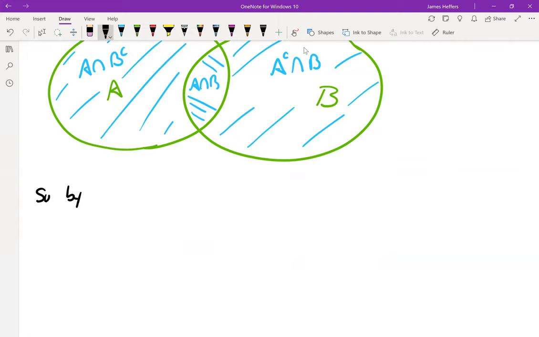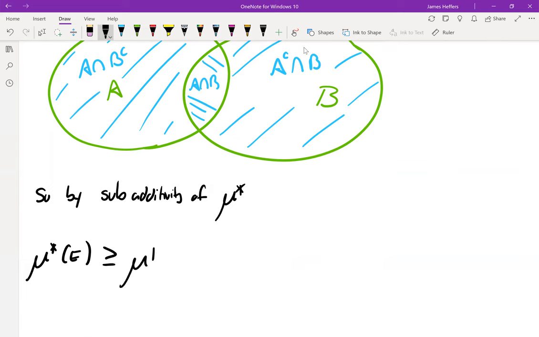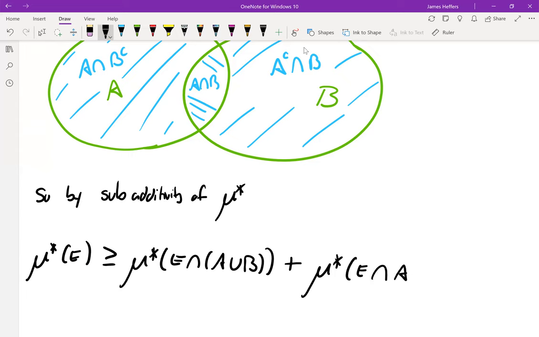So by the subadditivity of our outer measure mu star, we have that mu star of E is greater than or equal to mu star of E intersect (A union B) plus mu star of E intersect A complement intersect B complement.